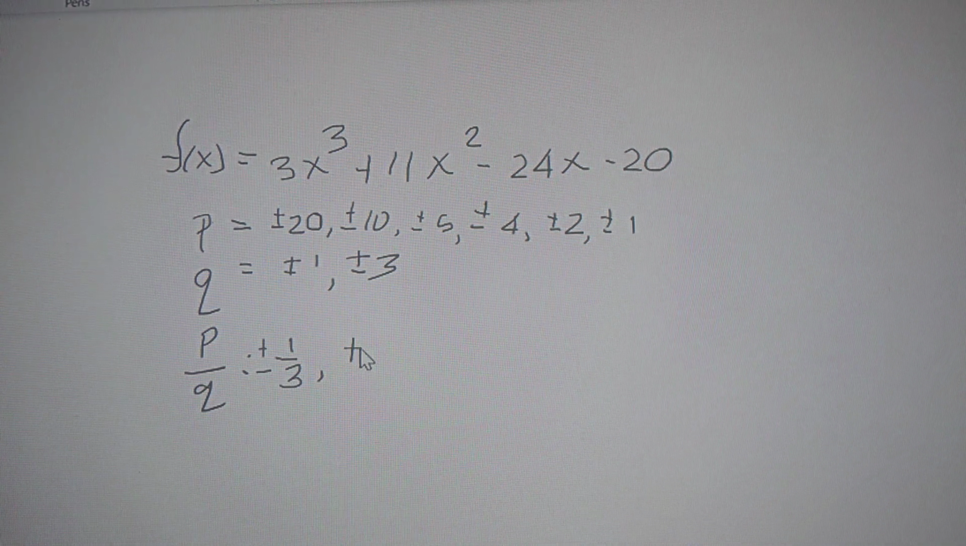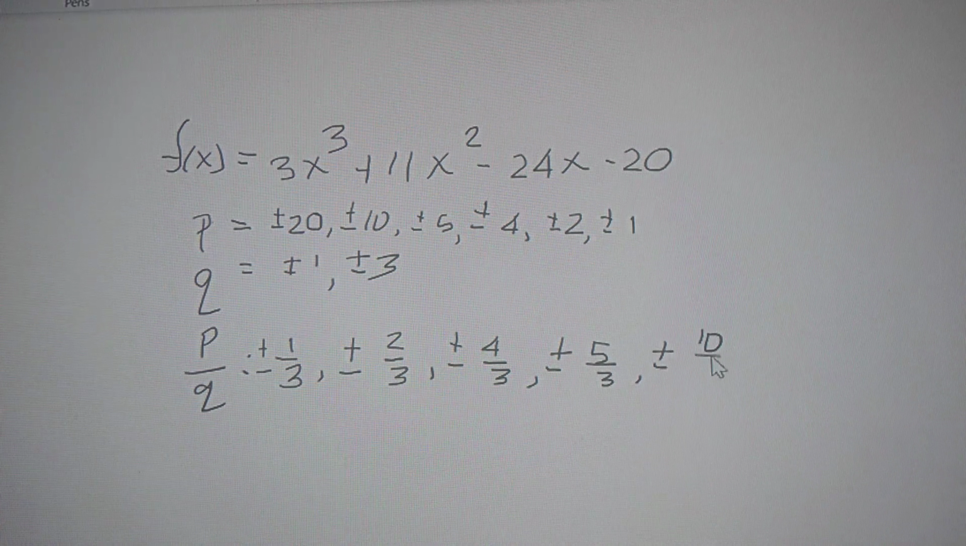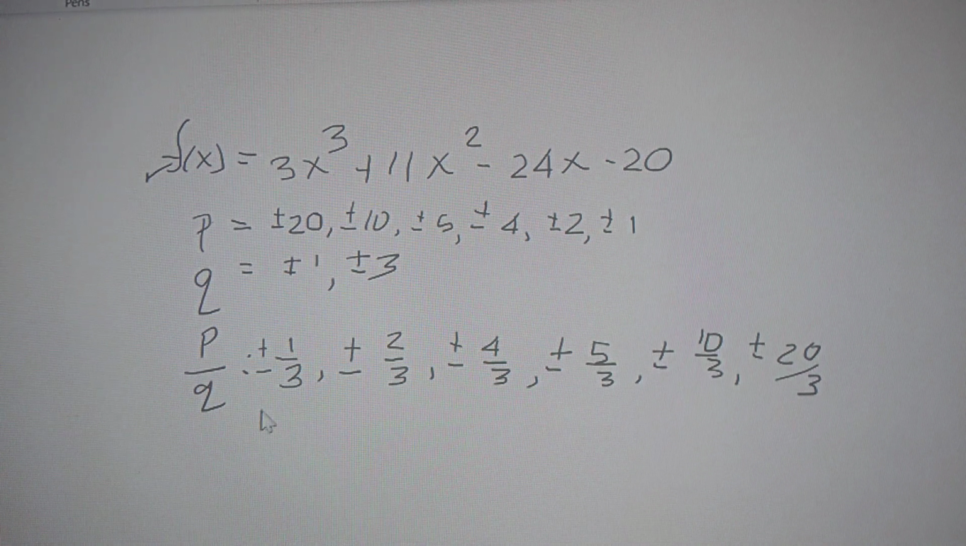Plus minus 2/3. Plus minus 4/3. Plus minus 5/3. Plus minus 10/3. Plus minus 20/3. If f has a rational 0, it has to be in here somewhere. What we're going to do is we're going to test each. So let's get started, shall we?